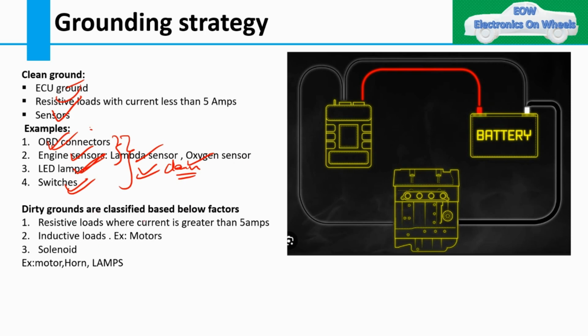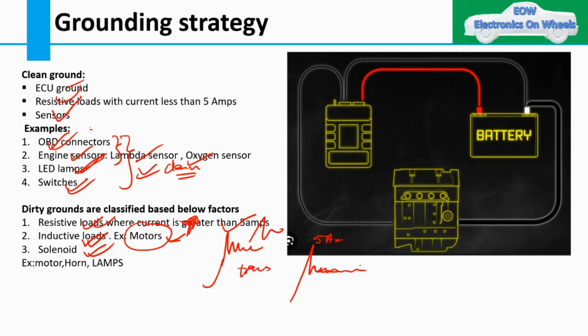Then we have the dirty grounds. So dirty grounds are classified on the below factors. So resistive load, but when your current is on the higher side, like greater than 5 ampere, or you have the transient current. So transient current comes in the inductive loads, that is your motors. Solenoid is also an inductive load where you have the magnetic field and you have the chances of transient current or the peak current or the rush current arising. So what happens in transient current is that a very high peak of current goes, and then it settles down like this. But it creates many things in your system.